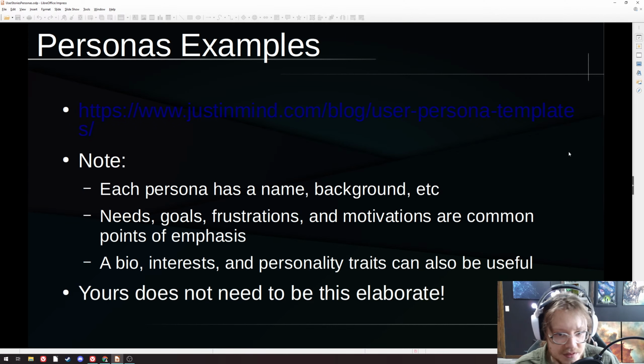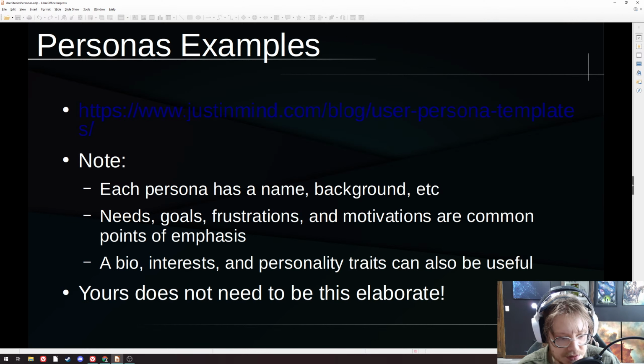So for some examples, I gave you a link where you can go and see, I think there's like 10 different personas, and you'll see that there are some common threads among the examples that I provide you. I'll put this link in Discord when I'm done here. Each persona has a name. They have background information, like a biography. They have different information that makes it more personal. This is not as important for you guys. I don't really need you to write a book, but you can give them a little bit of background.